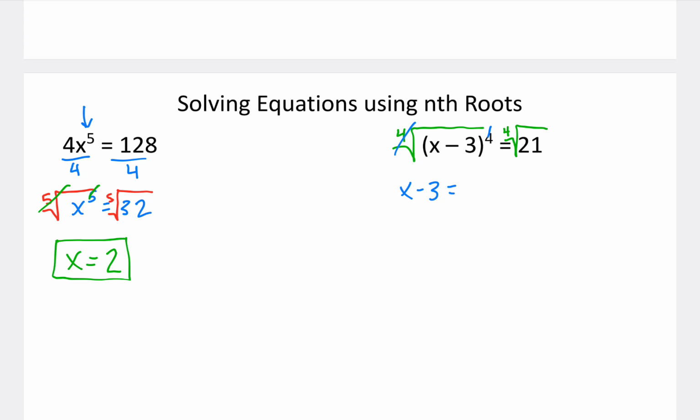So the second thing that makes this problem a little extra tricky is the fourth root of 21 doesn't come out evenly. So you're actually going to have to use your calculator to do that. So the fourth root of 21 is about 2.14. But it could be positive or negative. So then our last step, we're going to add 3 to both sides. So we have x equals 3 plus 2.14 and x equals 3 minus 2.14. So your 2 final answers would be 5.14 and 0.86.